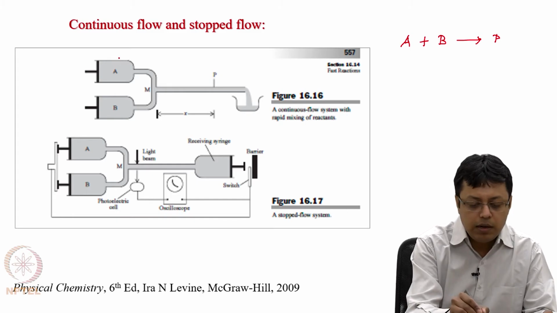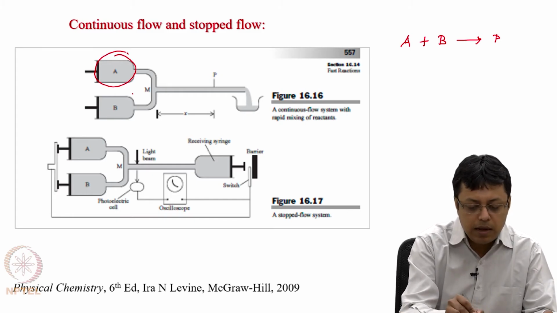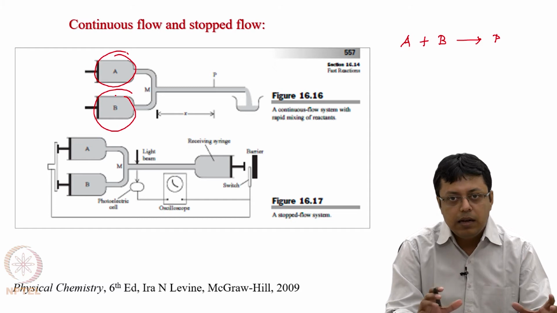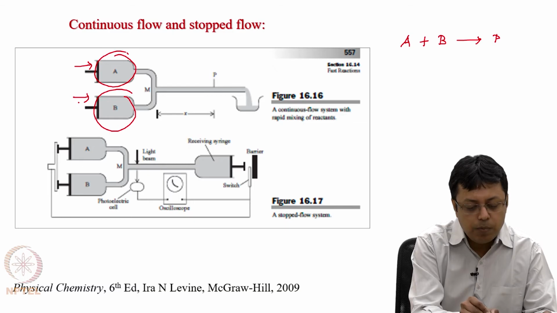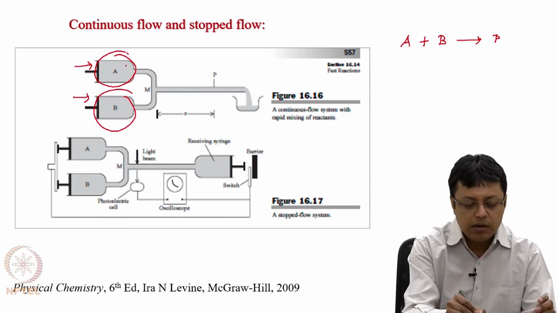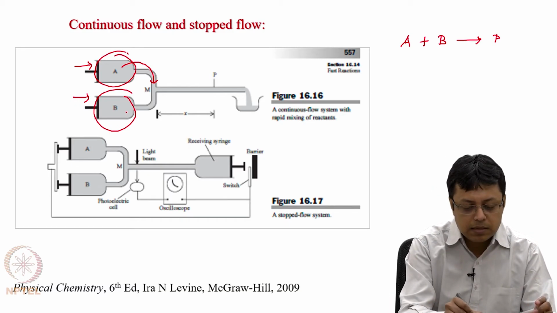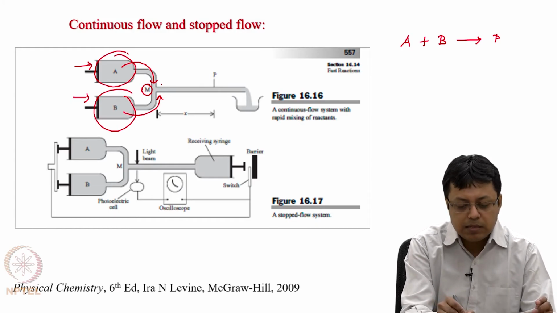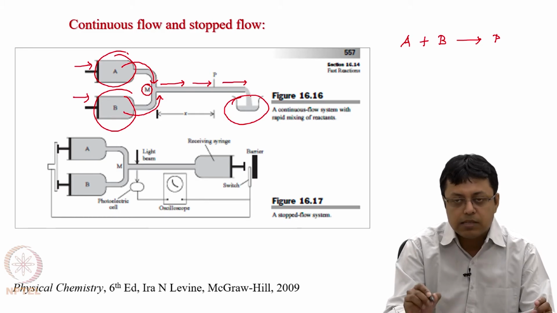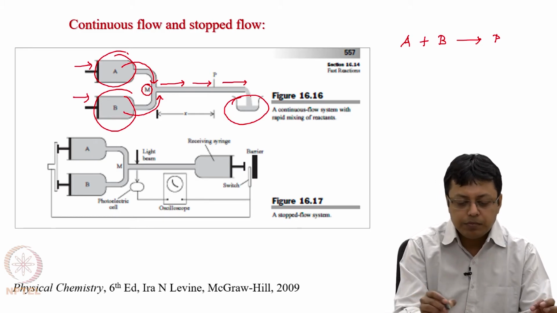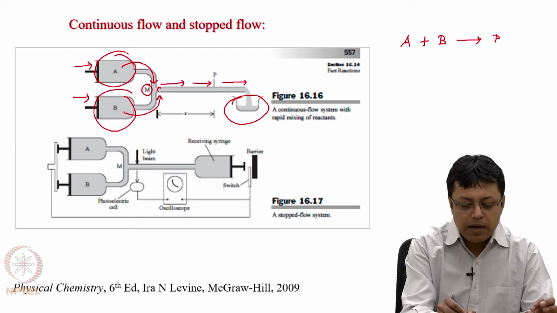What is shown in the upper figure is that A and B are initially kept in a vessel, and then there is a syringe, as you can see here. So we put a force on these syringes so that the reactants come and mix inside a mixing chamber, which is shown here as M, and then this mixture continuously flows along this tube and ultimately gets collected in this vessel.